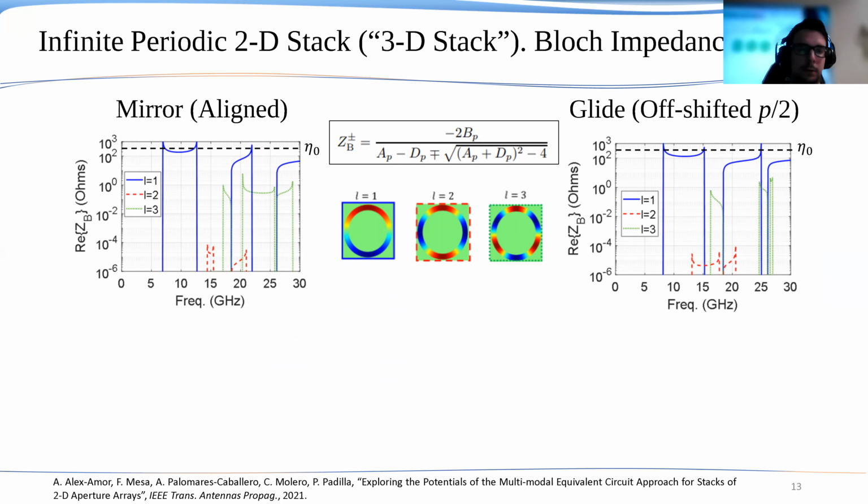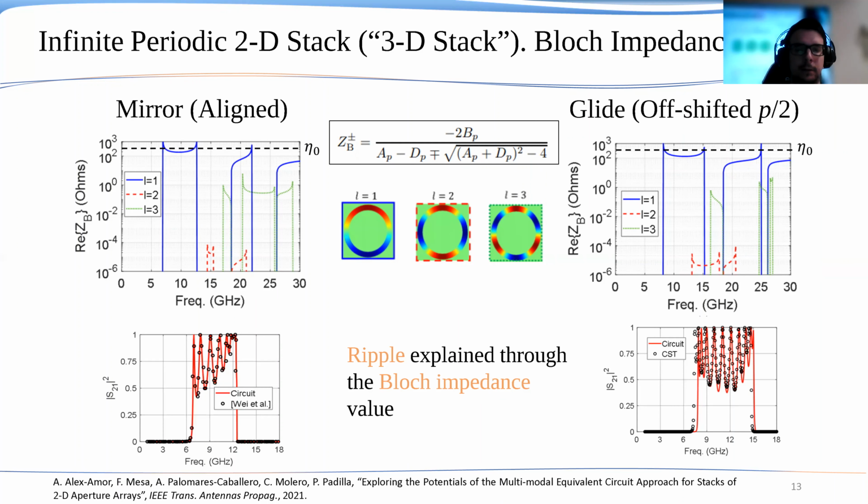However, the second and third modes, which are represented with red and green curves, have a very low value of the Bloch impedance. So these modes are mainly reflected and hardly transmitted in the FSS. Finally, it is observed that the ripple in the passband is higher for the glide-symmetric configuration. This can be explained by comparing the value of the Bloch impedance in both glide-symmetric and mirror-symmetric configurations. Note that the Bloch impedance of the mirror case in the blue curve is nearer the value of the free space impedance, so its ripple is lower.